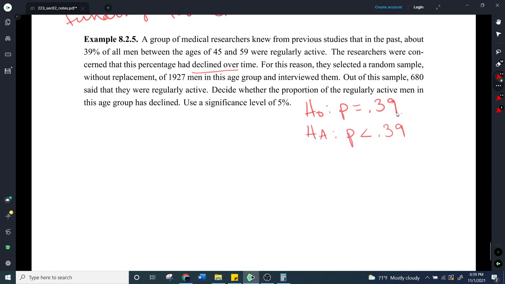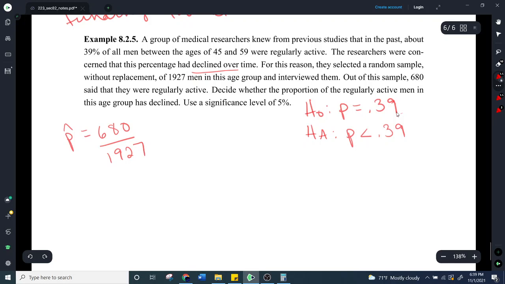For this reason, they selected a random sample without replacement of 1,927 men in this age group and interviewed them. Out of the sample, 680 said they were regularly active. So let's figure out what that is. So that means P hat is going to be 680 out of 1927, and we'll get that percentage in a minute. Decide whether the proportion of regularly active men in this age group has declined, and they want us to use a 5% significance level.